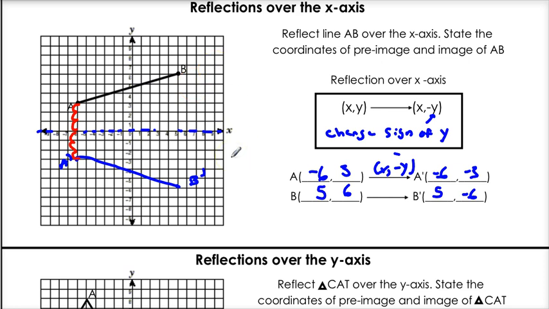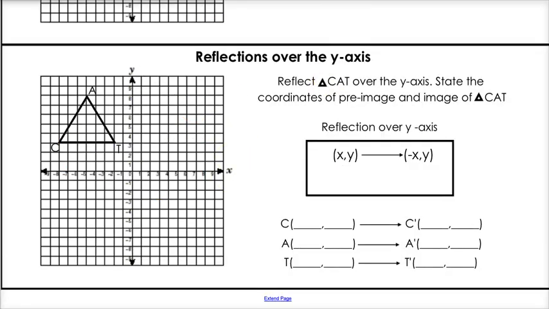Now let's reflect over the y-axis, okay? Same idea. We're going to reflect triangle CAT over the y-axis, and we're going to state the coordinates of the image and the pre-image. Now a reflection over the y-axis, the rule is just a little bit different. You take your coordinate x, y, and what you do is change the x value now. So y stays the same, and we're going to put that note there. Change sign of x. All right?